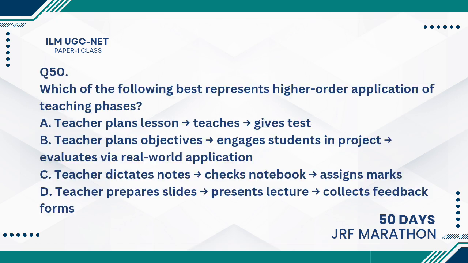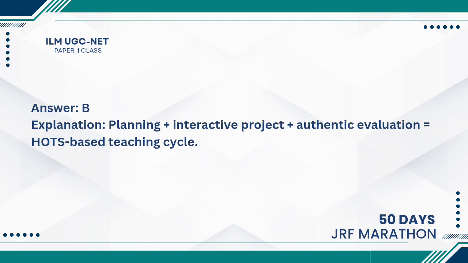Now, question number 50, which of the following best represents higher order application of teaching? So here different orders are given and you have to select the right order. So here it will be planning plus interaction happens, then authentic evaluation happens, and based on that higher order thinking based teaching happens. So that will be option B. Teacher plans the objective, then engages the student in the project, then the teacher will evaluate via real world application. So that will be option B.